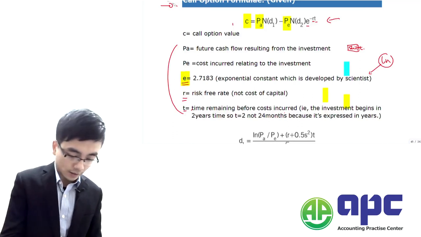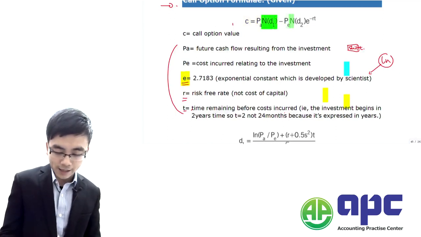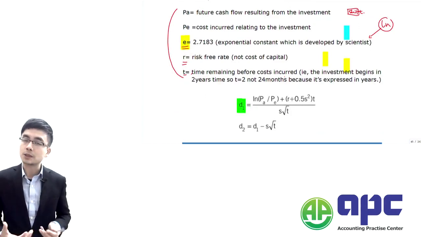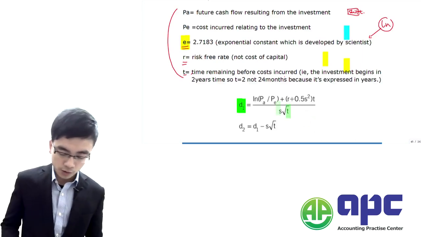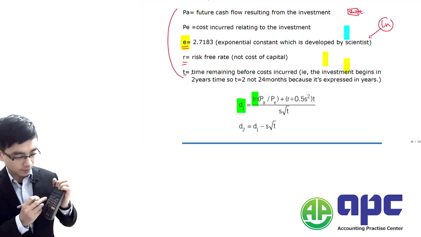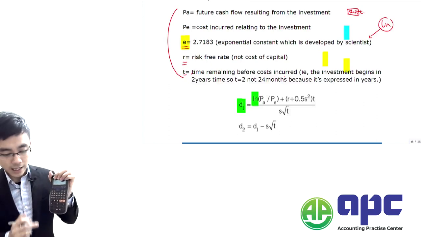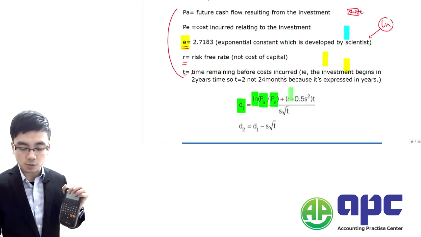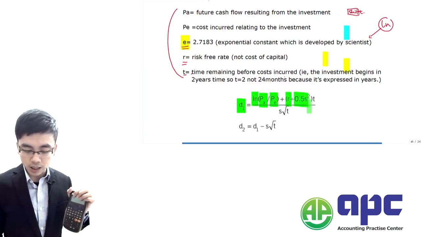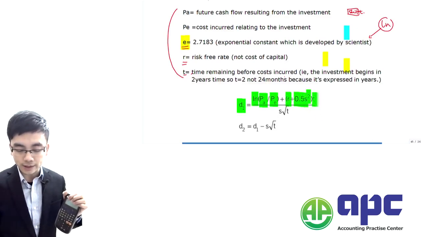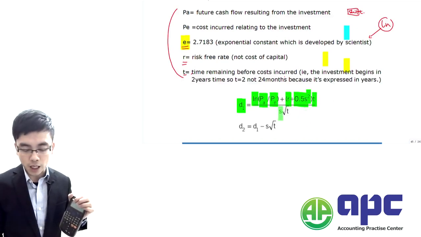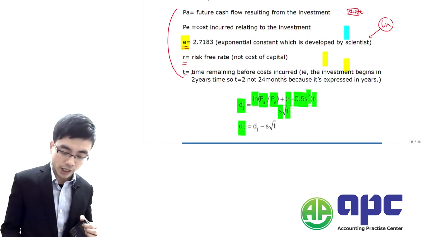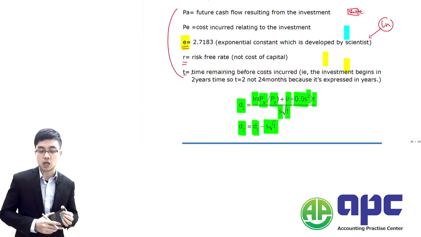And of course, we can see the remaining two things within this formula: one is N(d1), another is N(d2). What are they then? First of all, d1. This formula has been given by your examiners as well, so all you need to do is slot in those variables. For example, log, yes, you don't press the shift button, but press the log button, and then you slot in the future cash flows, or the PA, or the market value, divided by the PE, which is the exercise price, plus the R, plus 0.5 times the standard deviation squared, and then T, which is the time before you exercise that option, divided by the standard deviation times the square root of T. So that's d1. After you calculate d1, we calculate d2 using d1 minus the standard deviation times the square root of T.